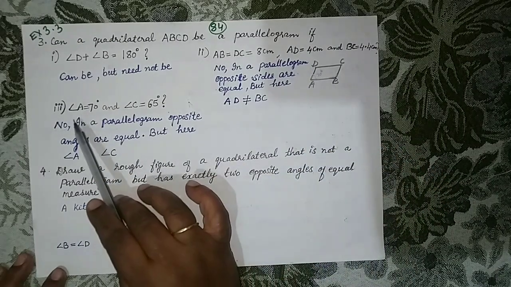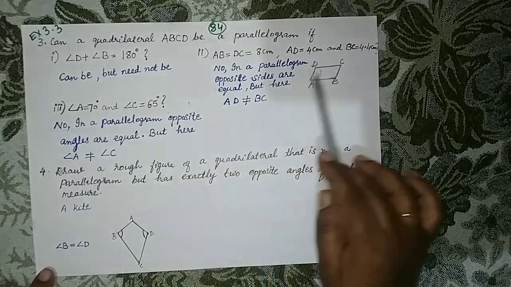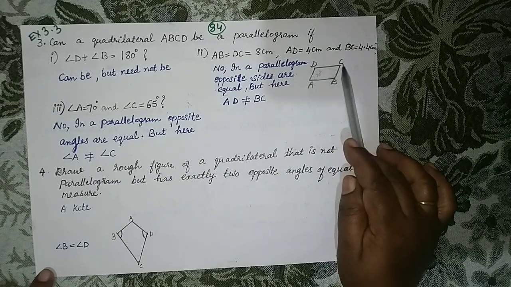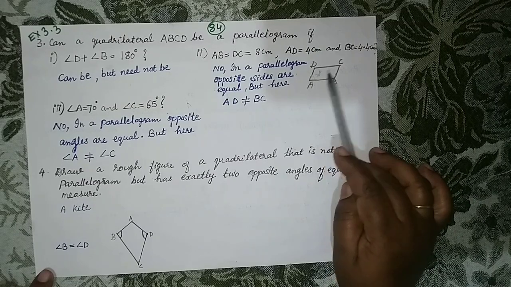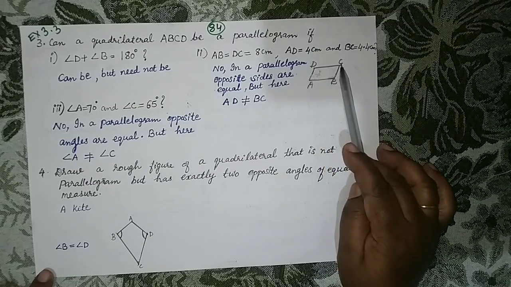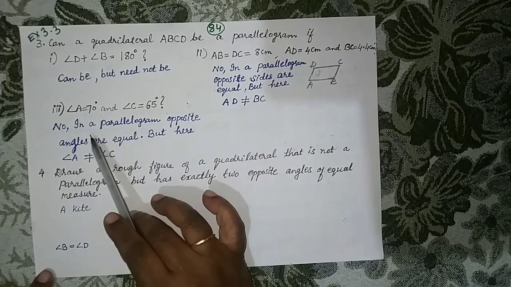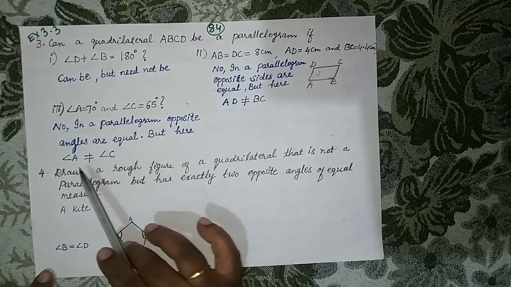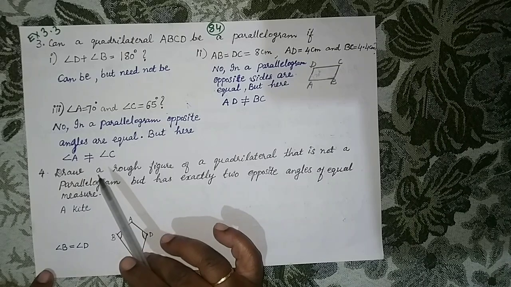Okay. Now the third one: angle A is 70 degrees, angle C is 65 degrees. What are A and C? A and C are opposite angles. What you have learned is that in a parallelogram, opposite angles are equal. Here, opposite angles are not equal. So it is not a parallelogram. No, in a parallelogram opposite angles are equal, but here angle A is not equal to angle C. So it is not possible.